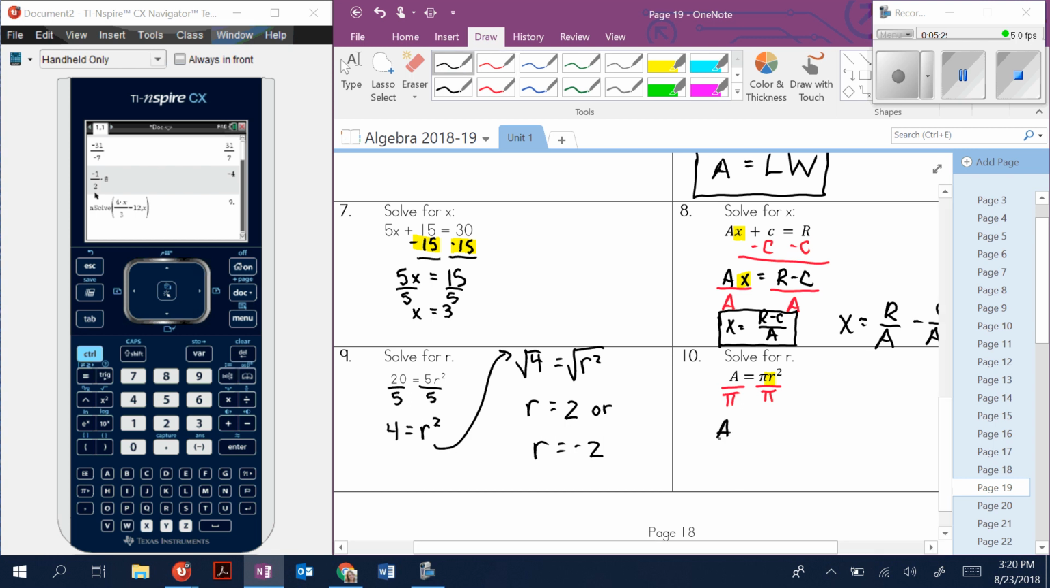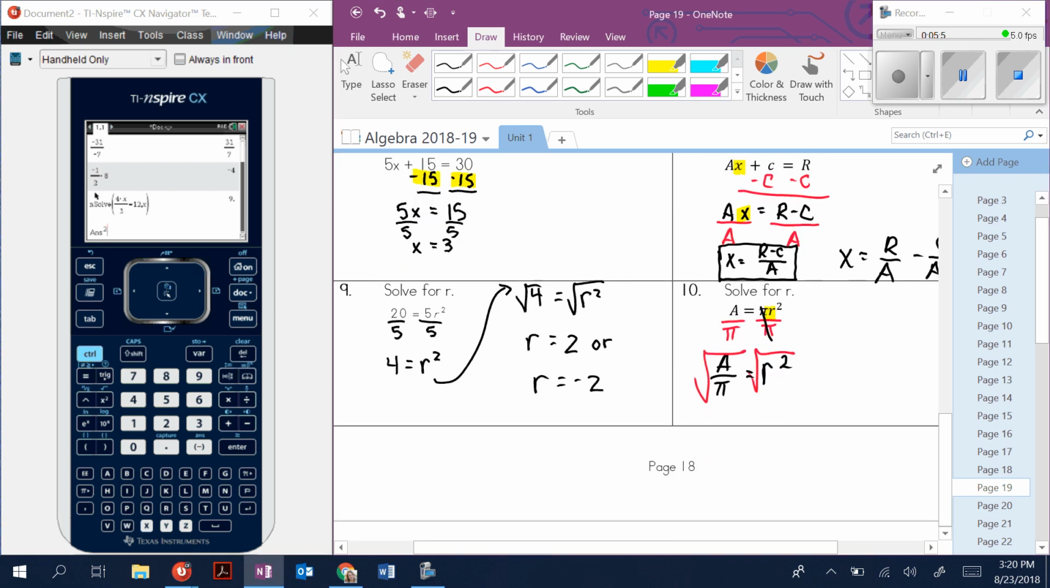So a divided by pi is equal to pi divided by pi is 1, so we're just left with r squared. Now, some of you might be like, well, what on earth is the opposite of squaring? Well, look at your calculator. If I look at the squared key over here, what's the opposite of squaring? Look right above it. Yes, the square root. We are taking the square root of both sides.